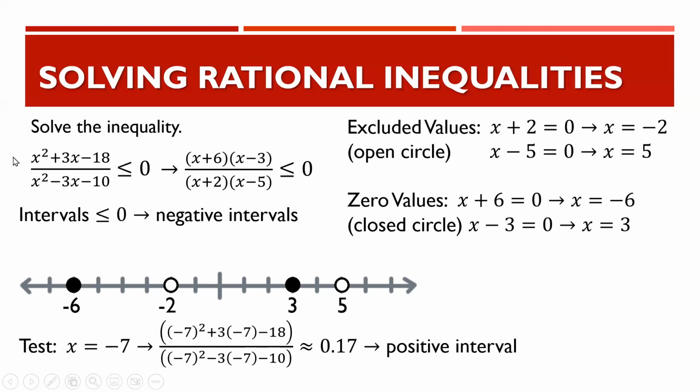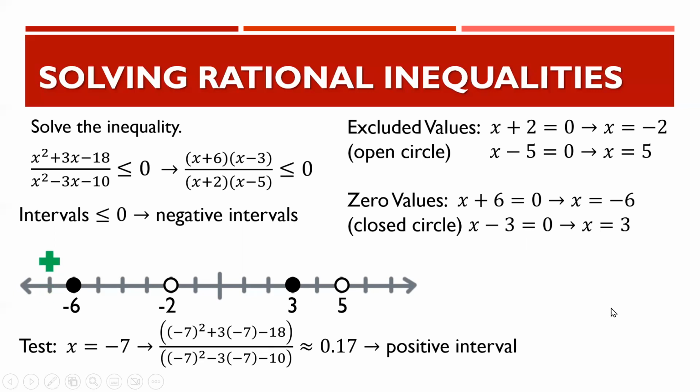We're going to plug that into our original expression. So plugging that -7 in for our x's in the top and the bottom, here's what that looks like. Evaluating from there, we get approximately 0.17. It ends up being 0.16 repeating. Because that value ended up being positive, that means our first interval, to the left of -6, was a positive interval. Anything to the left of -6 that we plug into our expression will give us a positive value out.